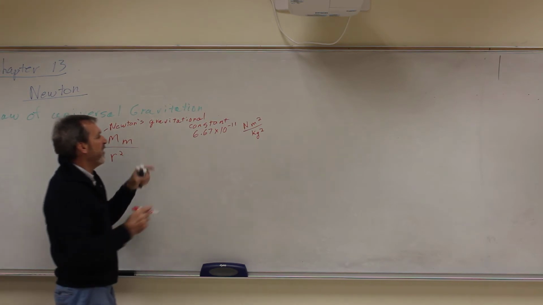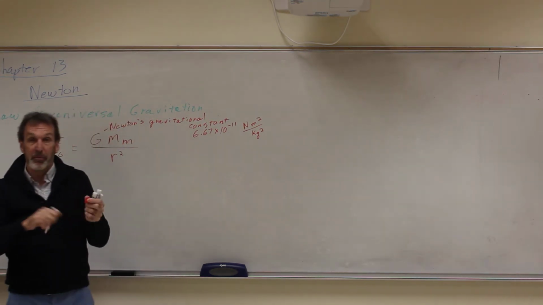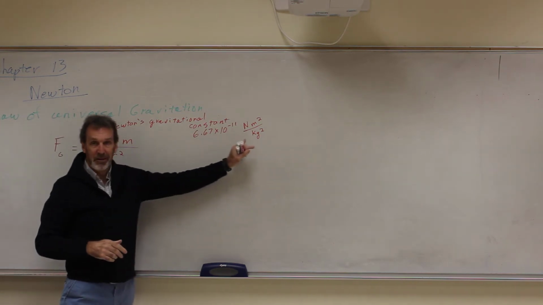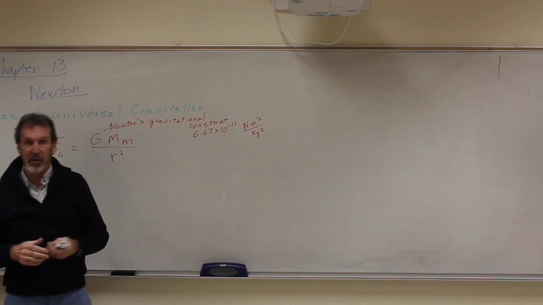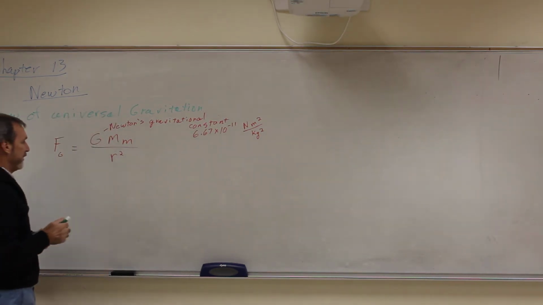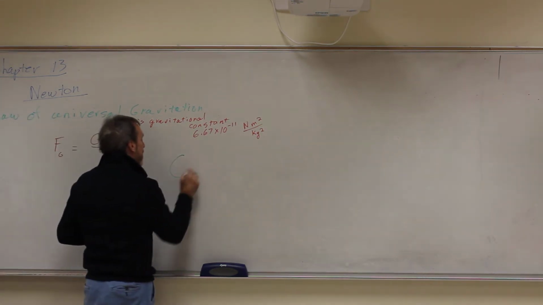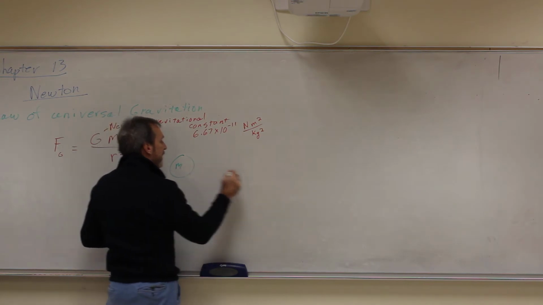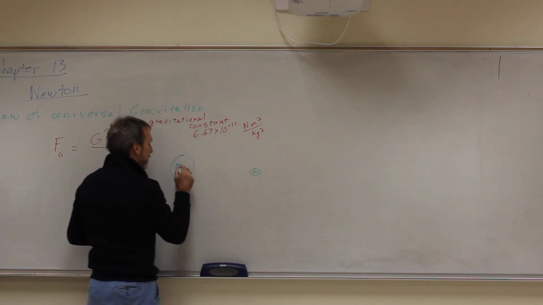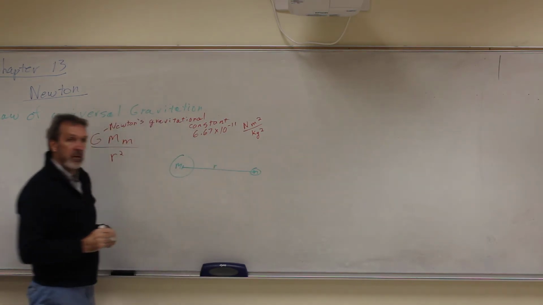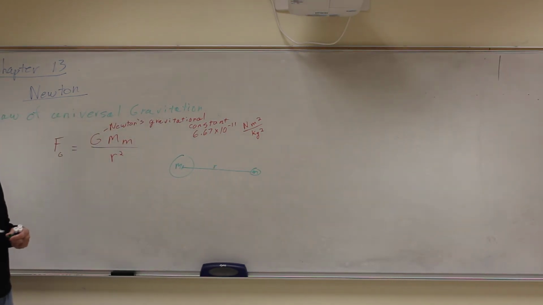Okay? So this is just a number, and that number has been very well determined. It goes out to many, many decimal places, but that's all we're going to worry about in this class. We only need about 2 or 3 significant figures. These are two masses and the distance between their centers of mass. So if I have one mass here and another mass here, big M and little m, the distance between them is r. It's between their centers of mass.